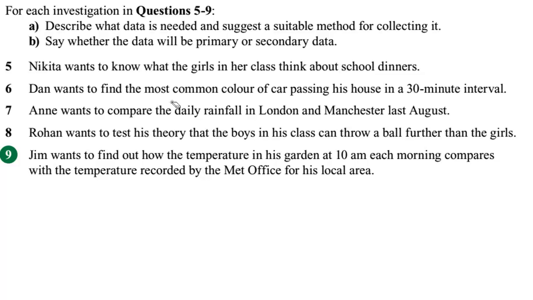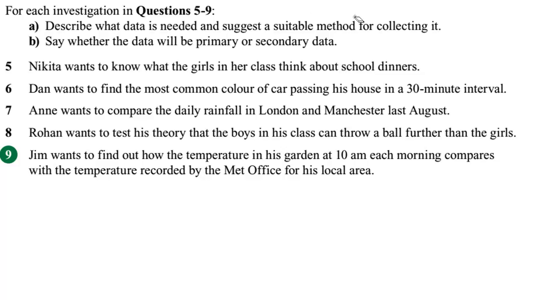Right, so hope you've tried them. Now let's go over question 6. Question 6 says, Dan wants to find the most common color of car passing his house in a 30-minute interval. Describe what data Dan will need. The data is going to be about the colors of cars that are passing by, whether they are red, pink, green, yellow, and how many they are. So the data is just going to be about the colors of cars that are passing there. All the colors, silver, pink, white, whatever the color of the car that passes.